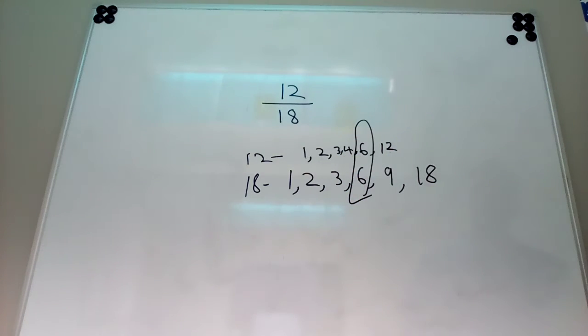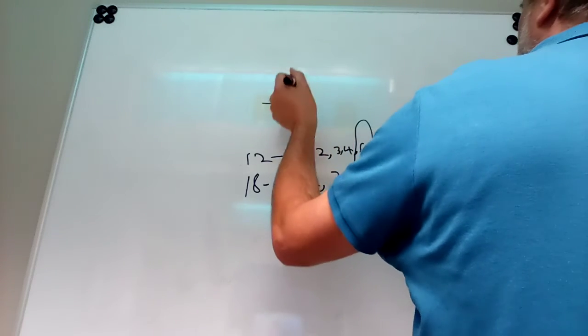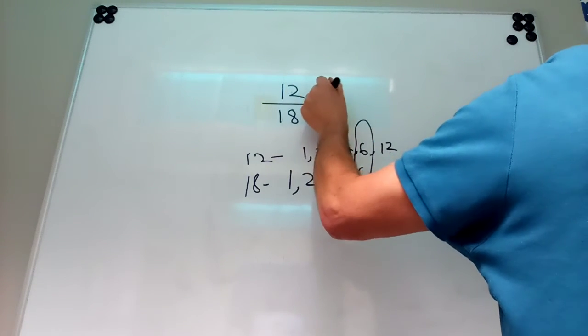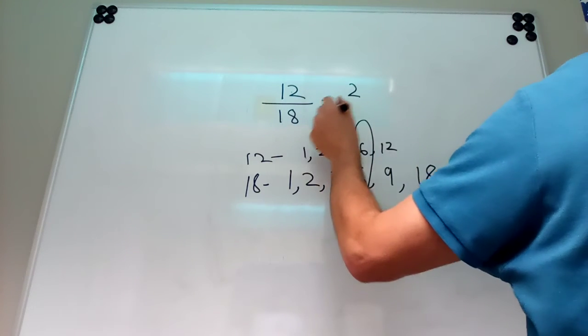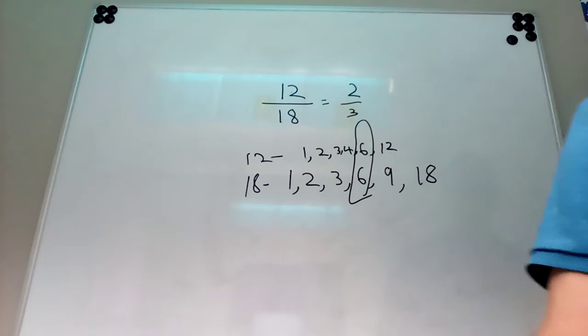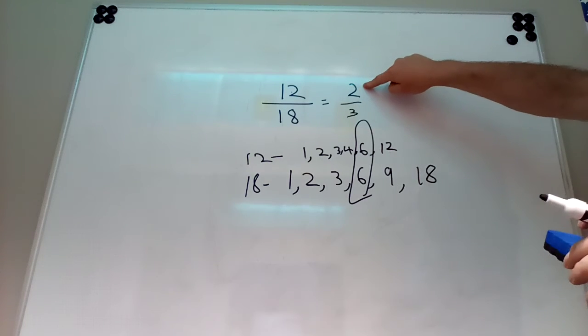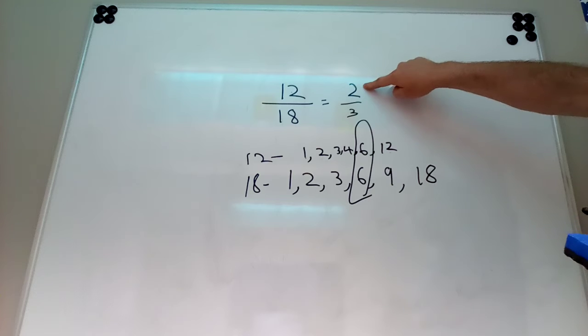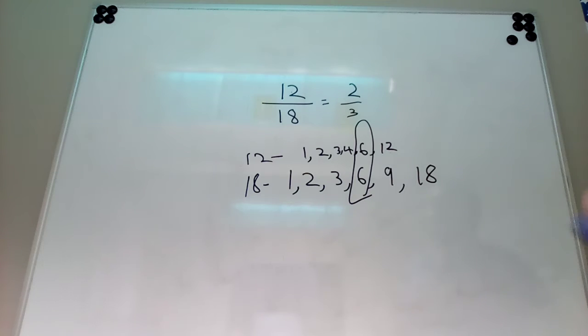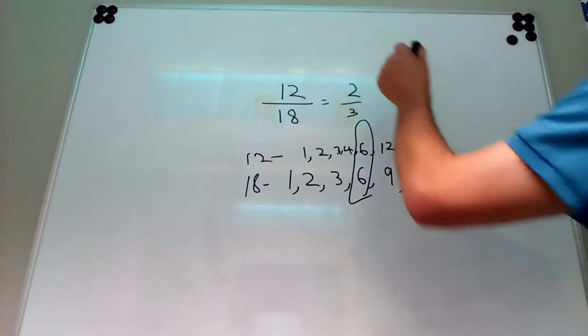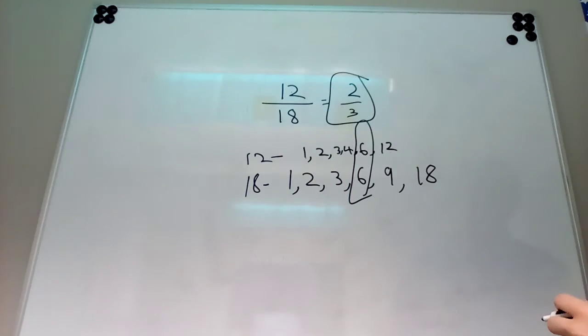Since that's the greatest common factor, we can divide each side by 6. 12 divided by 6 equals 2, and 18 divided by 6 equals 3. Now, looking at that, we've always got to ask, could that reduce any further? Well, no. 2 is prime because nothing else divides into 2 besides 1 and itself, and nothing else will divide into 3 except 1 and itself. So there are no other common factors between 2 and 3 that you could divide by. So 2/3 would be the lowest fraction in that case.